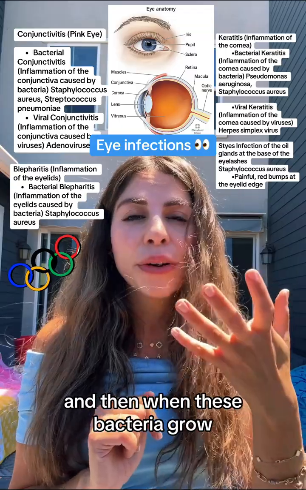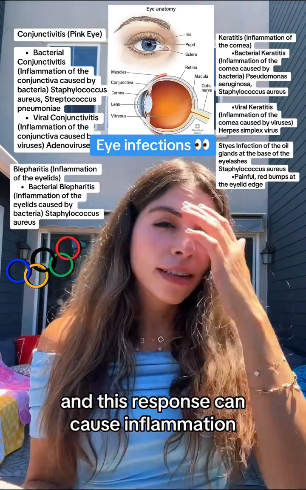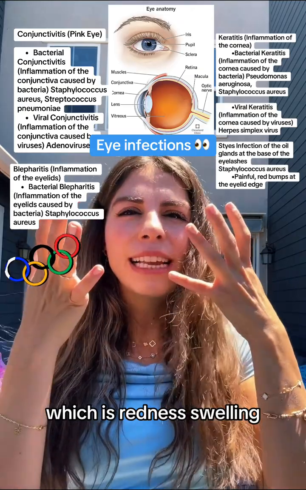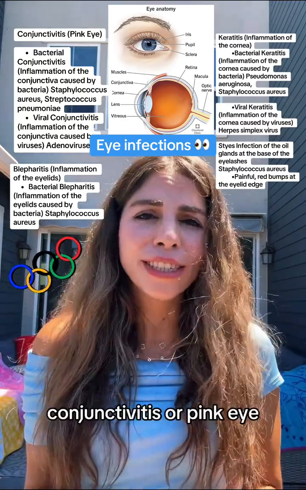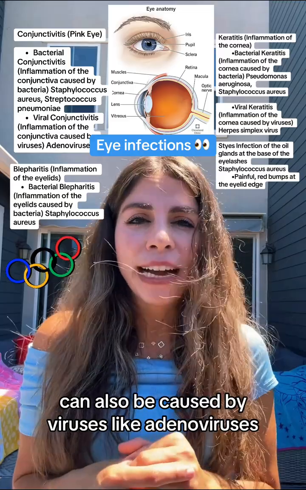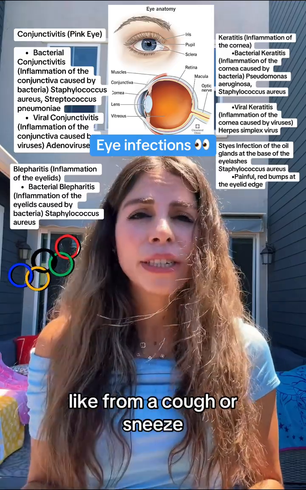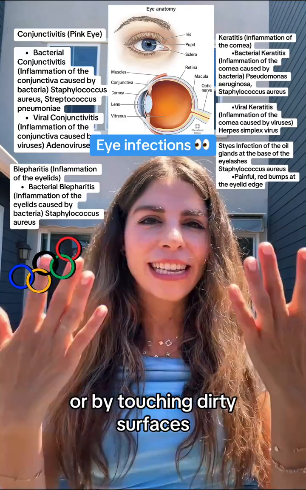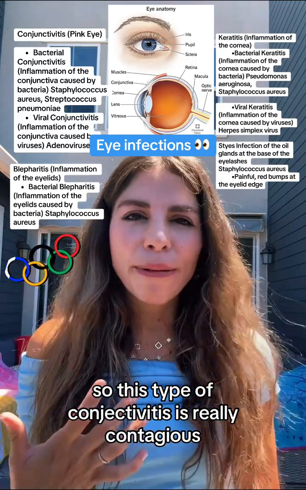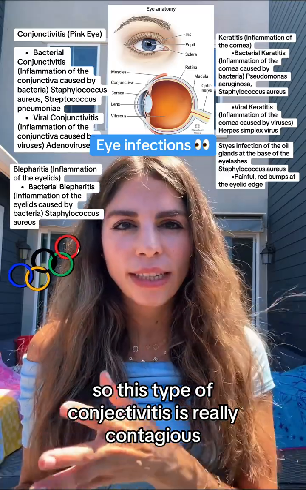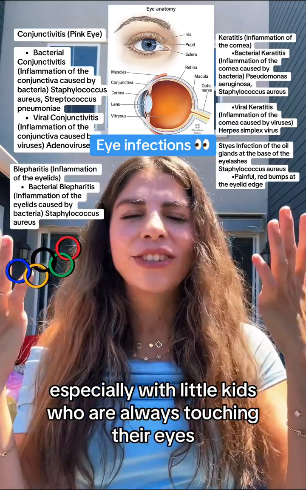And then when these bacteria grow, our immune system sends white blood cells like neutrophils to fight them. This response can cause inflammation, which is redness, swelling, and sometimes mucus discharge to help fight the infection. Conjunctivitis can also be caused by viruses like adenoviruses. You can catch it through respiratory droplets, like from a cough or a sneeze, or by touching dirty surfaces and then your eyes. The link here is dirty hands touching your eyes. The viral type of conjunctivitis is really contagious, and it usually spreads really quickly in schools, especially with little kids who are always touching their eyes.